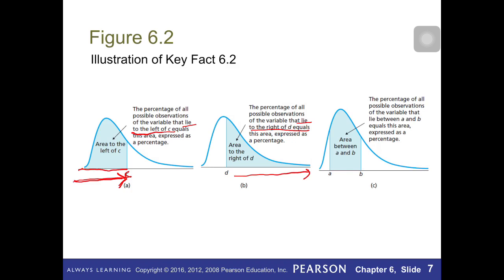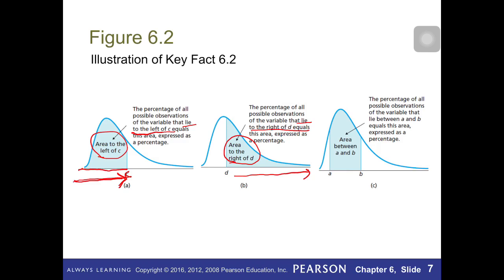Okay, this area expressed as a percentage. So area to the right. Please try to memorize these words. First one, area to the left of C, which means from left to C position. Next one is area to the right of D, which means area from D to the right hand side.